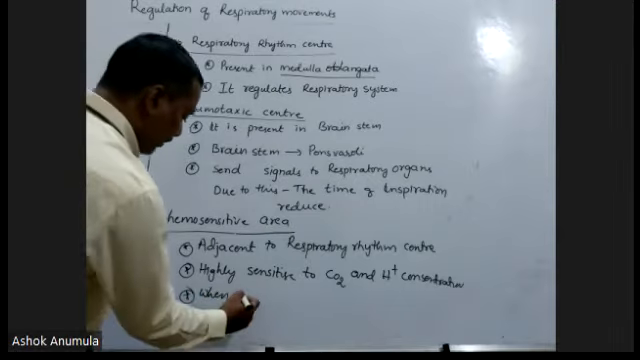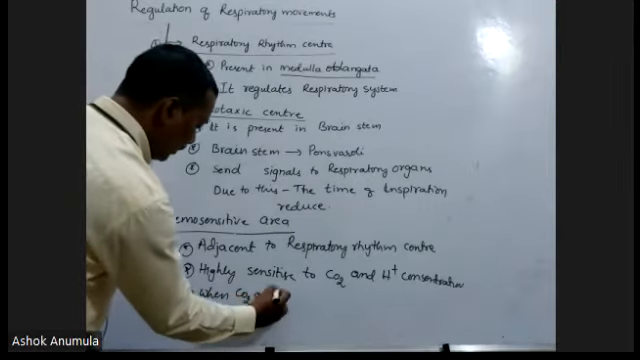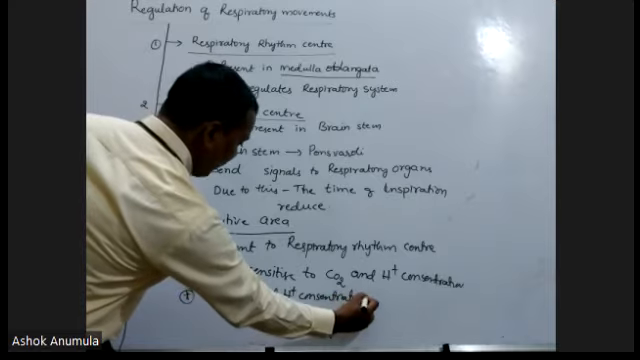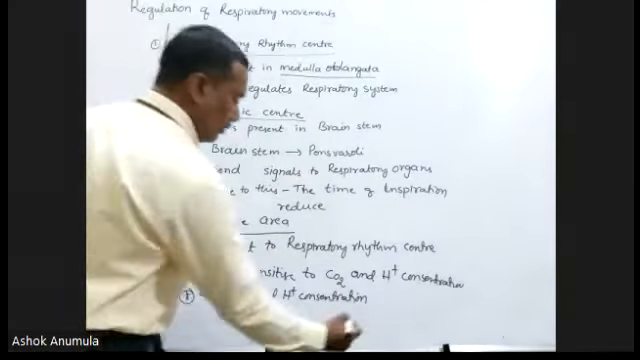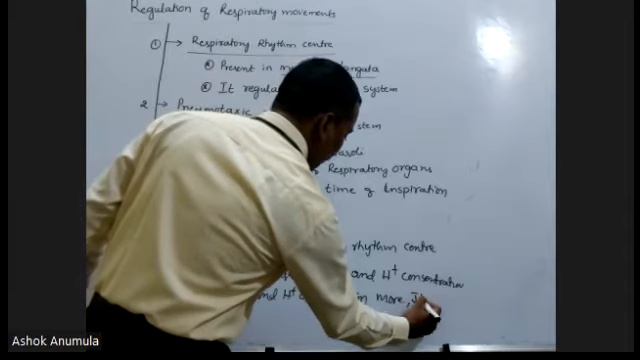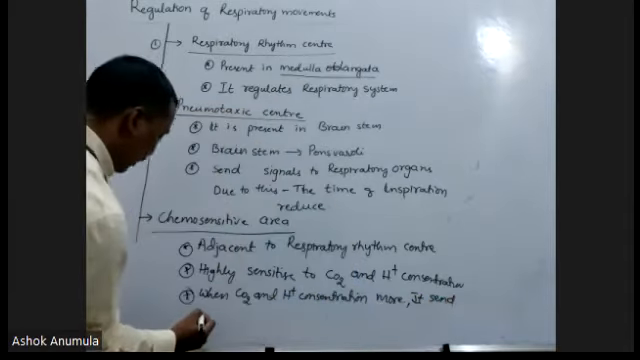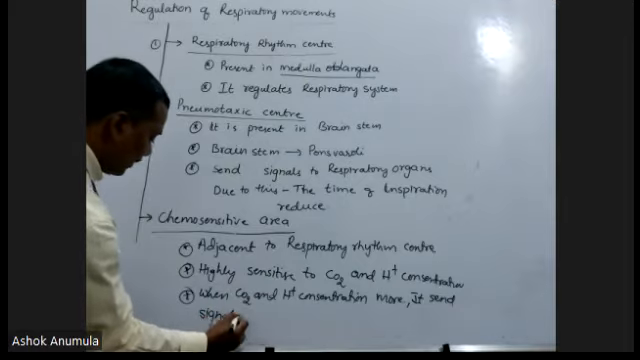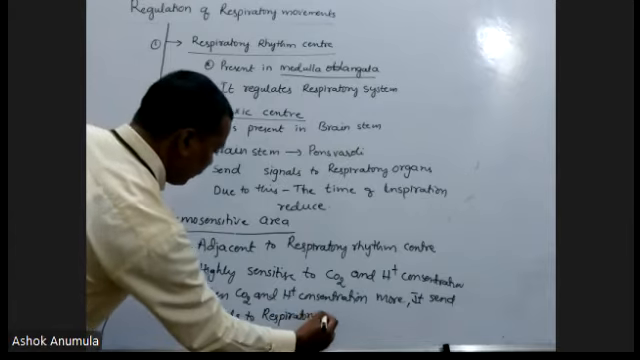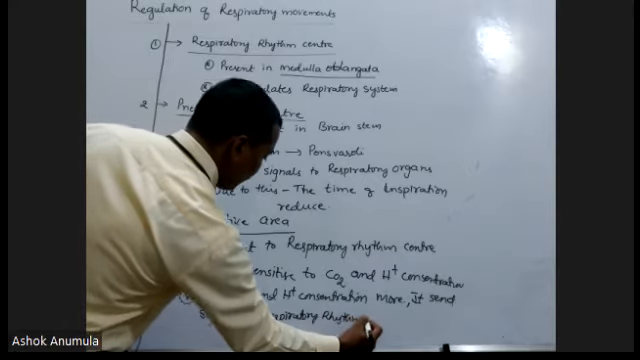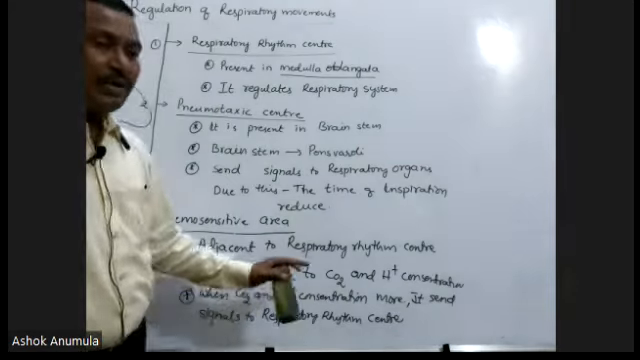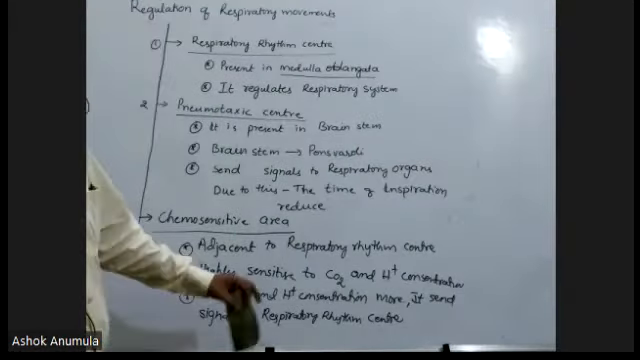When CO2 and H plus ion concentration become higher and higher, it sends signals to the respiratory rhythm center, to regulate CO2 and H plus ion.